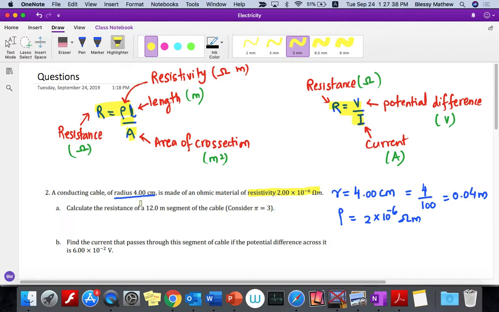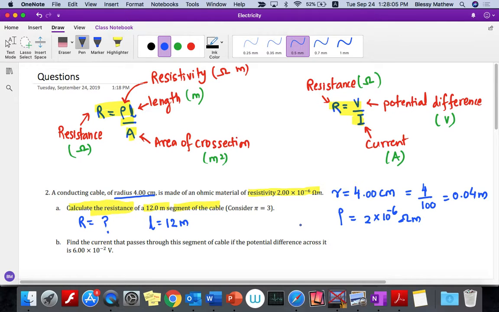Then let's see what's the next thing which they are asking. Calculate the resistance. They are asking for resistance. So we have to calculate the resistance. So R is being asked for. R is question mark. Then they give a 12 meter segment of the cable. This means they are talking about the length. Length is equal to 12 meter.